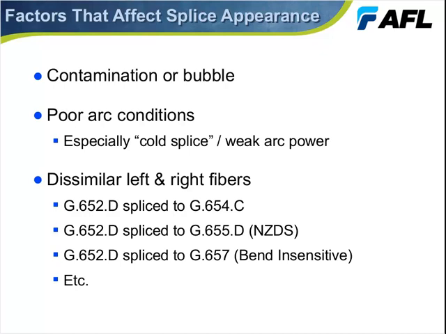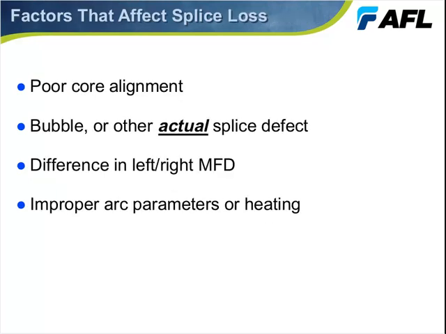And poor arc conditions, especially a weak arc power, which could lead to really an incomplete fusion, that could be a problem. But dissimilar left and right fibers also affects the appearance of the splice. And again, we'll show a lot more detail of that. Now, if we go to the next slide, let's talk instead about the factors that affect the splice loss.